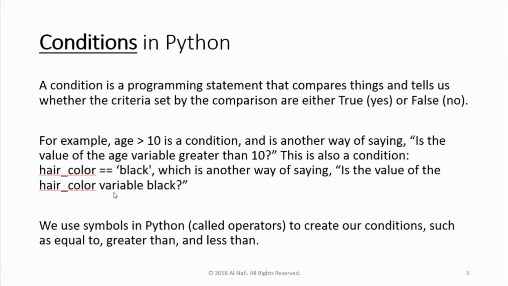ये दो conditions अलग अलग हैं. क्या आपकी एज 10 से ज़्यादा है? Yes या no? अगर yes, तो फिर उसके बाद जो दूसरा सवाल है क्या आपके बालों का कलर ब्लैक है? These are just like statements that we use. So we use symbols in Python called operators. Now these operators, they will remain the same.